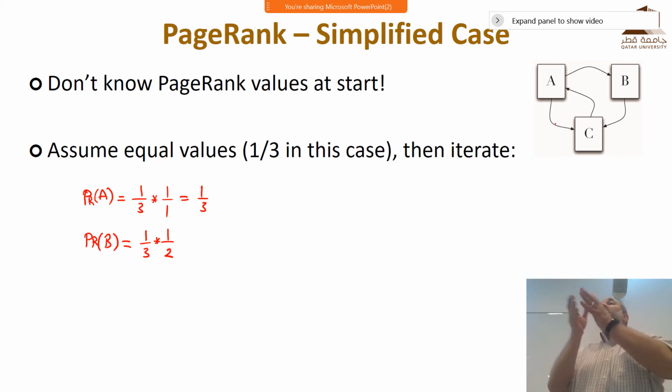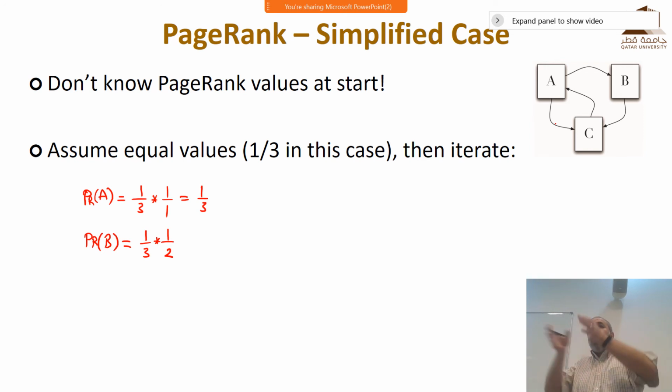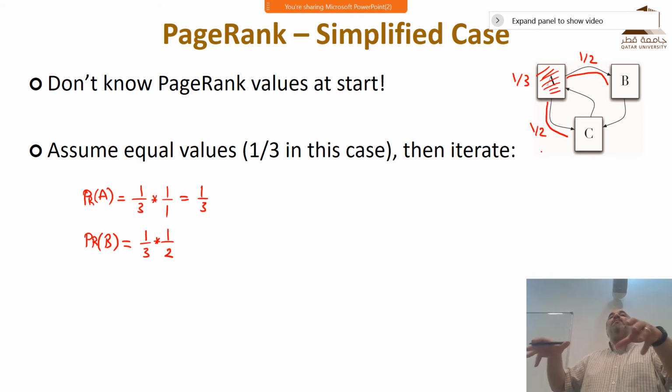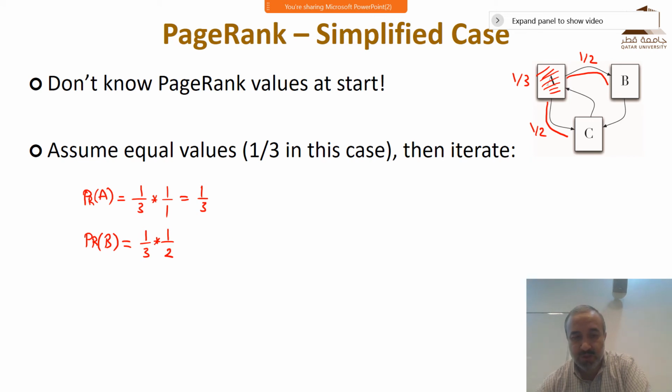So this is like distributing my current PageRank through the links coming out from me. The PageRank of this page now is 1 over 3, right? But this page has 2 links out of it. So 1/2 of this value will go to B and 1/2 will go to C. So this is like distributing my PageRank over my outlinks. So this will be 1 over 3 times 1 over 2, and that's it.